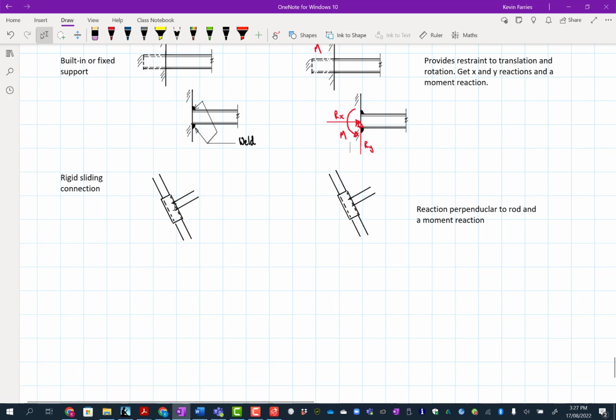This is sliding, so you've basically got a sleeve over the top of a rod. So the rod's running through the middle of it. That's a sleeve, and you've got something connected to it. And we're interested in the thing that's connected to it. That's what we would want to draw the free body diagram of.